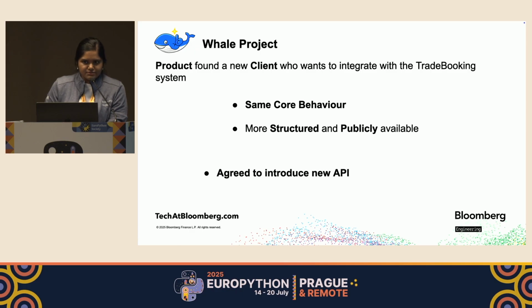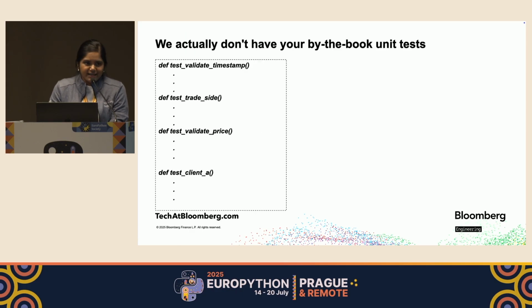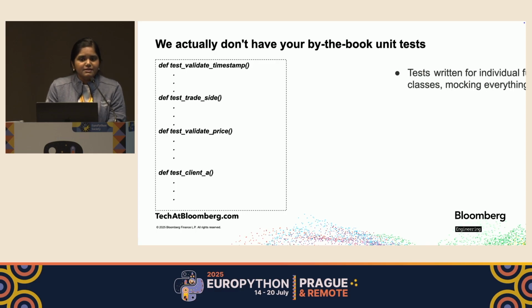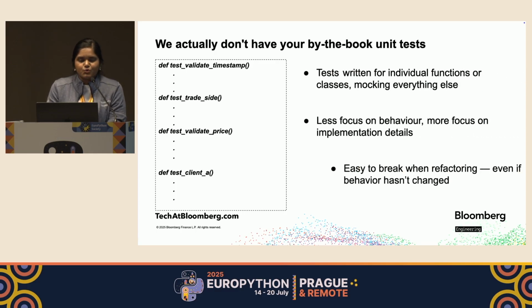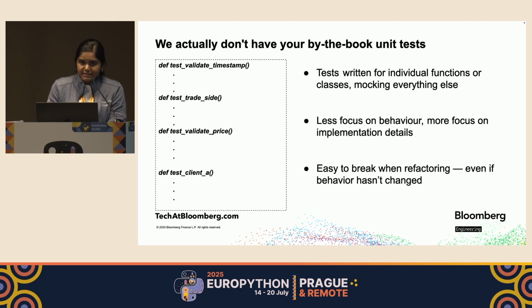If we talk about tests for a moment, we don't really have textbook-defined unit tests, such as test client A, test client B, test validate timestamp, test validate price. Why? The entry point for these tests was at the lowest possible level, which made them extremely brittle. They were granular and tightly coupled to the implementation. Even the simplest refactoring, such as renaming a method or moving a function around, could break a dozen tests.